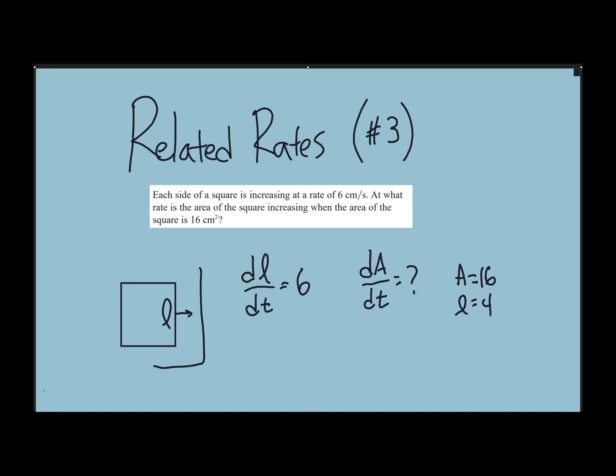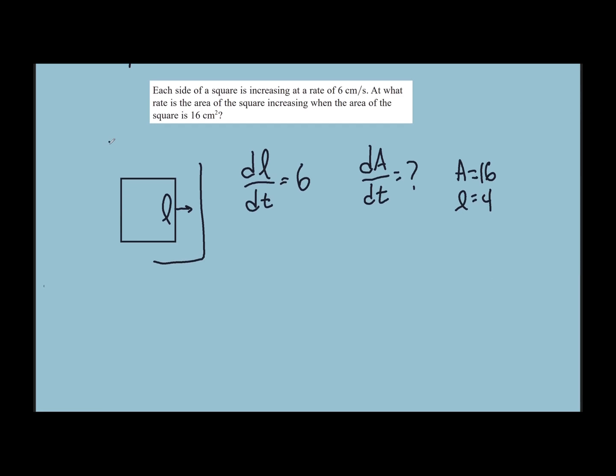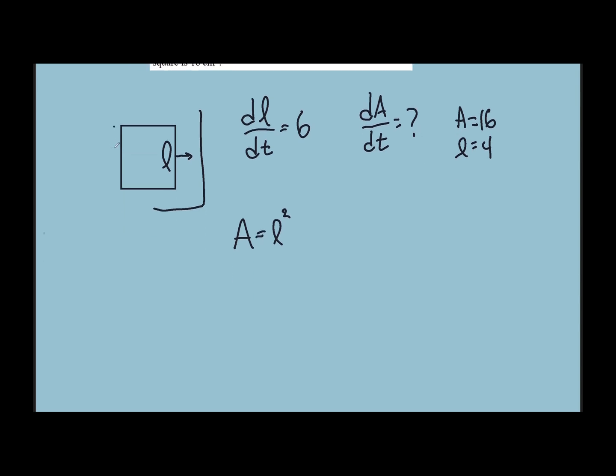So here's the problem setup. Now, what do we know? Well, we know the area of a square. I hope you would know that. Is length times width, but because they're the same, we can say L squared. And they want dA/dt. So let's take dA/dt.